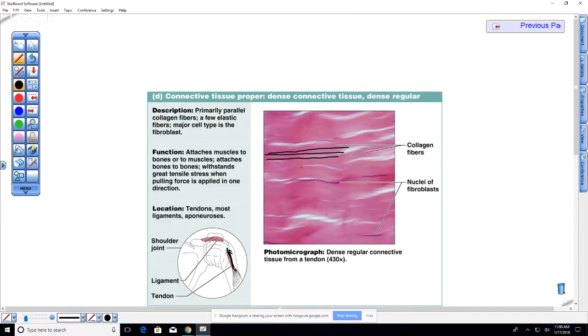Oh, you know, they would be dense connective tissue too. So the vocal cords are white, right? And so they would be this dense connective tissue as well. Good question.